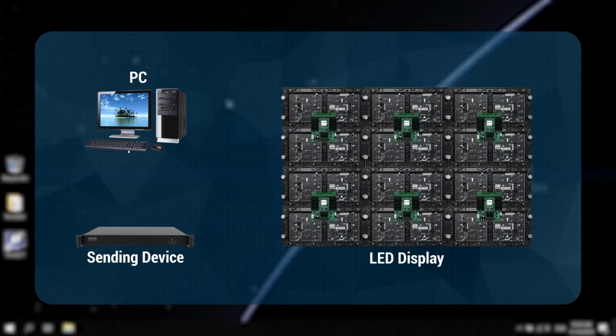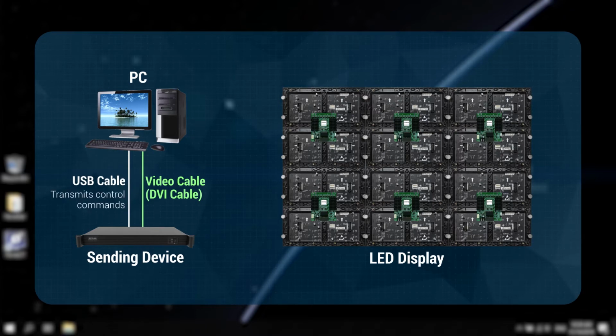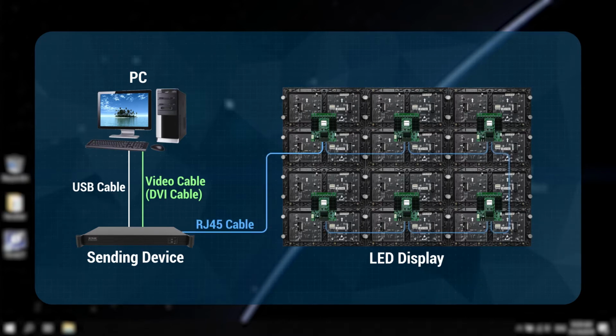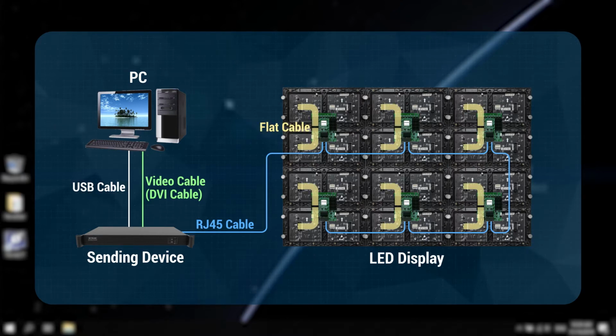Then, use a USB cable and video cable like the DVI cable to connect the control PC and sending device. The USB cable is used for control signal transmission, and the video cable is used for the video signal transmission. In addition, ensure that the RJ45 cables between the sending and receiving devices and the flight cables between the receiving cards and modules are properly connected.